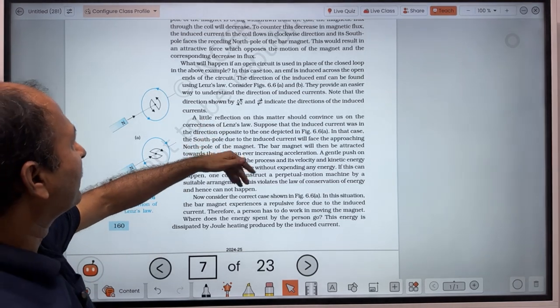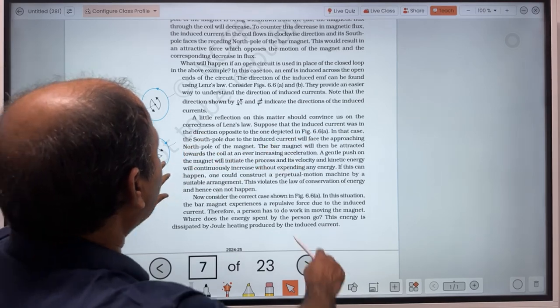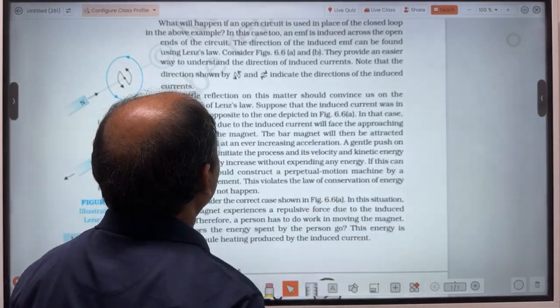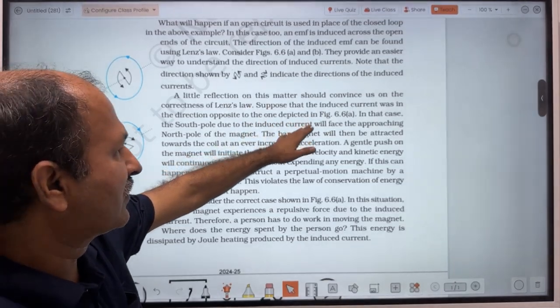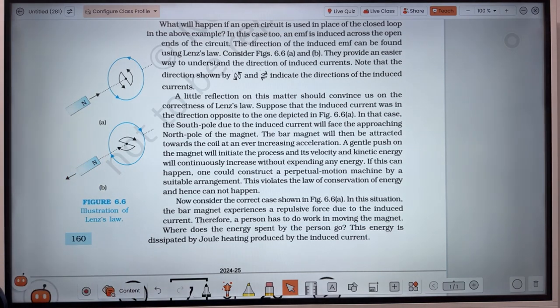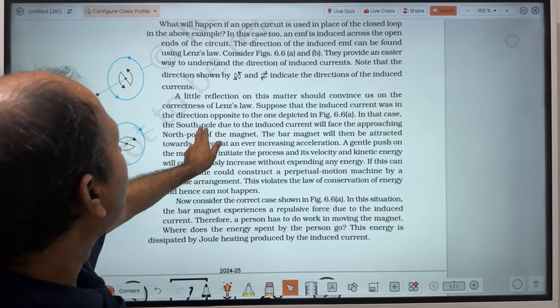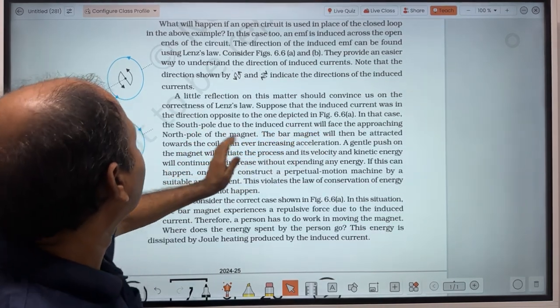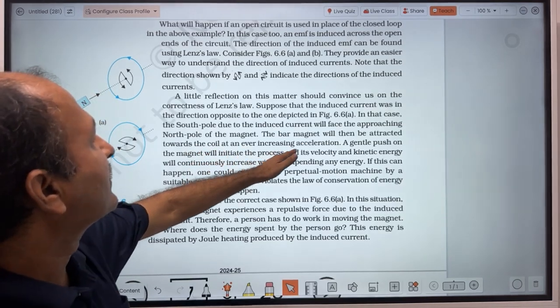Here some statement is given, you can read it. A little reflection on this matter should convince us of the correctness of Lenz's law. Suppose that the induced current was in the direction opposite to that depicted, right? Suppose we are taking this north pole away, and here there is a north pole. In that case, what will happen? This motion will continue non-stop, and that is not possible. So in that case, the south pole, due to the induced current, will face the approaching north pole of the magnet. The bar magnet will then be attracted towards the coil at an ever increasing acceleration.